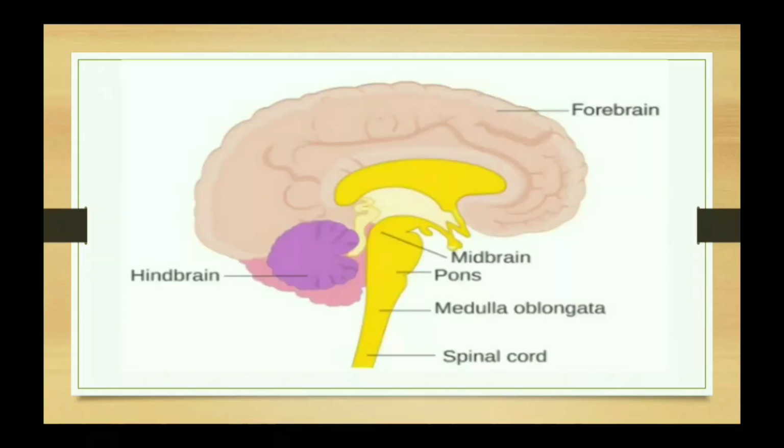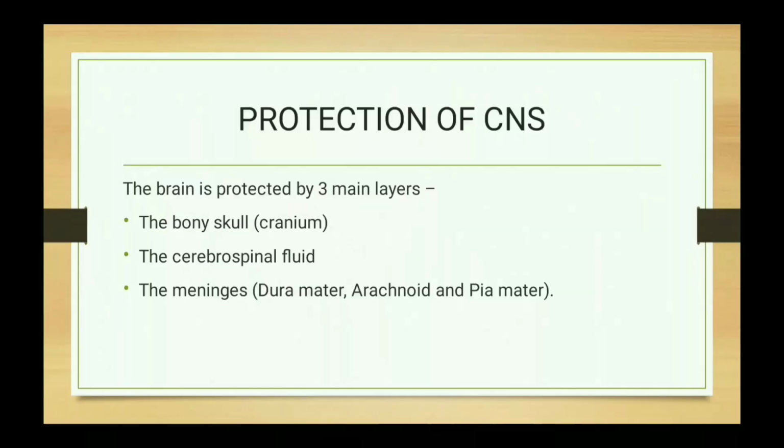Now here is a diagram of the CNS, the central nervous system. You can see the forebrain, midbrain, pons, medulla oblongata, spinal cord and the hindbrain. Now moving on to protection of the CNS. The brain is protected by three layers: the bony skull, that is the cranium, then the cerebrospinal fluid, the CSF, then the meninges, in which dura mater, arachnoid and pia mater are present.